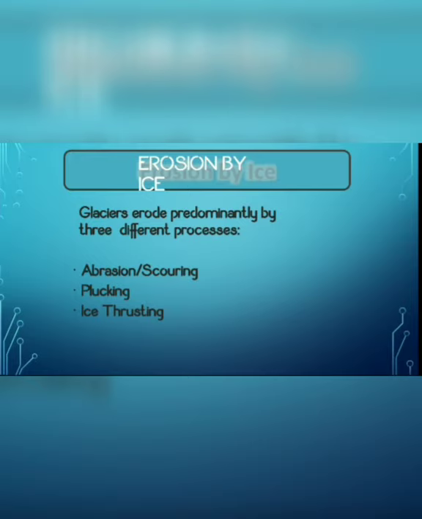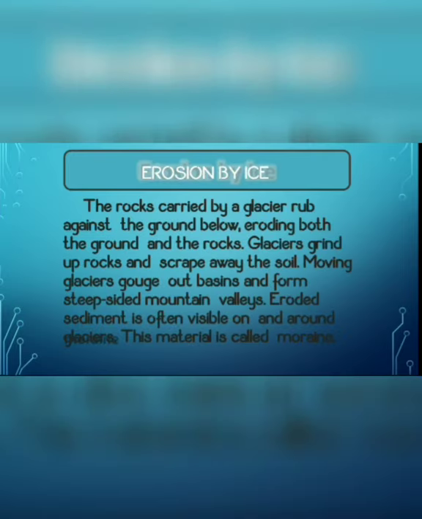Now erosion by ice can be done by three different processes: abrasion, plucking and ice thrusting. We have already studied abrasion and plucking in our previous videos. In the erosion by ice, the rocks carried by the glaciers rub against the ground below, eroding both the ground and the rocks. Whenever the glaciers move from one place to another, they erode the ground, and they also erode the rocks at the sides.